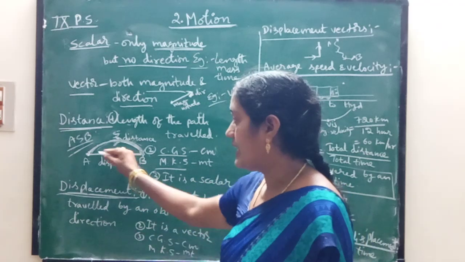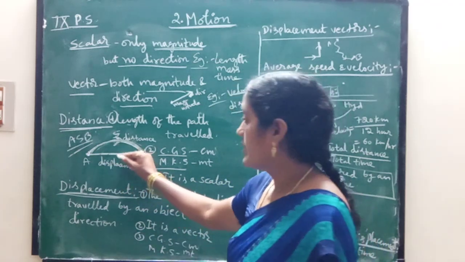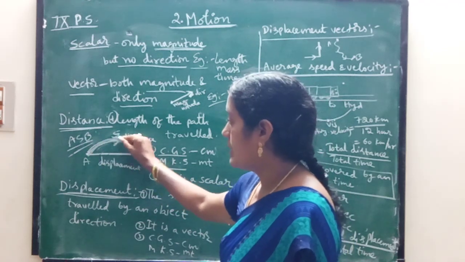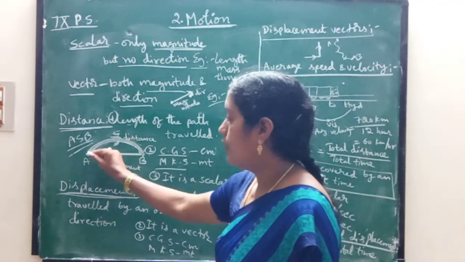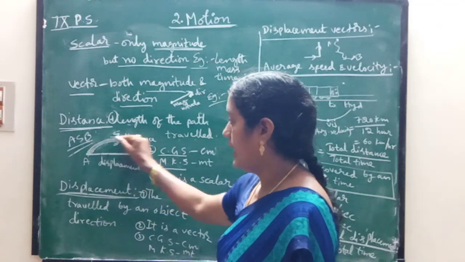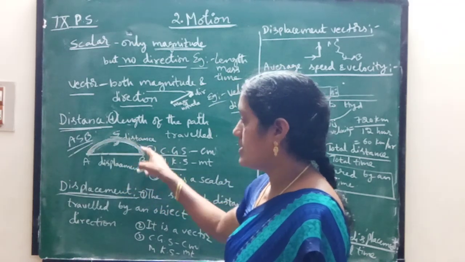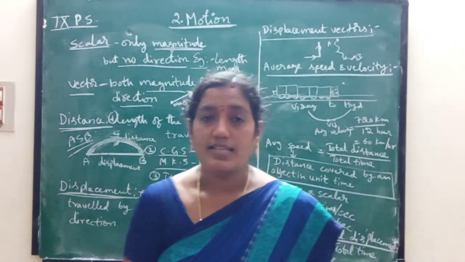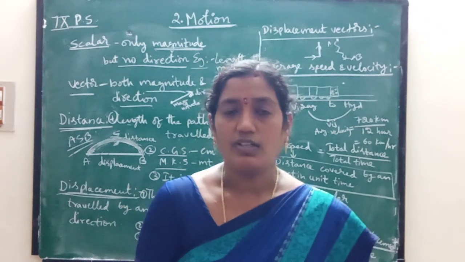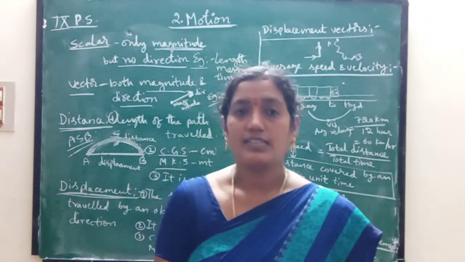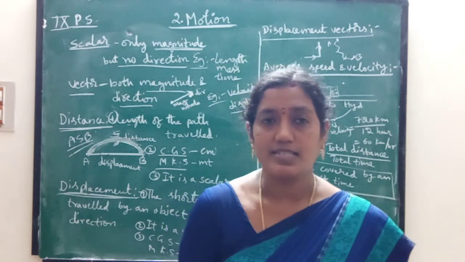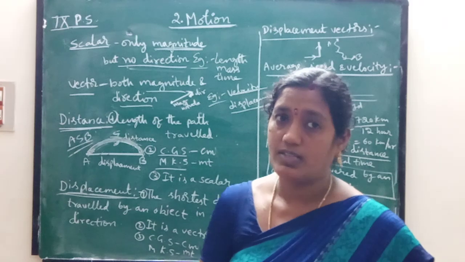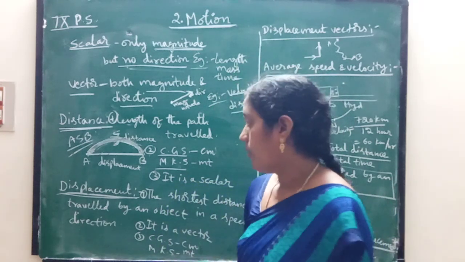Okay, children, here for distance I am taking A to B. This is the shape. This is the path covered by the object from A to B. So he chooses this path. Okay, children, this is the length of the path. And is distance a scalar quantity or a vector quantity, children? Distance is a scalar quantity. Why? Because here there is no direction. So that means distance is a scalar quantity.